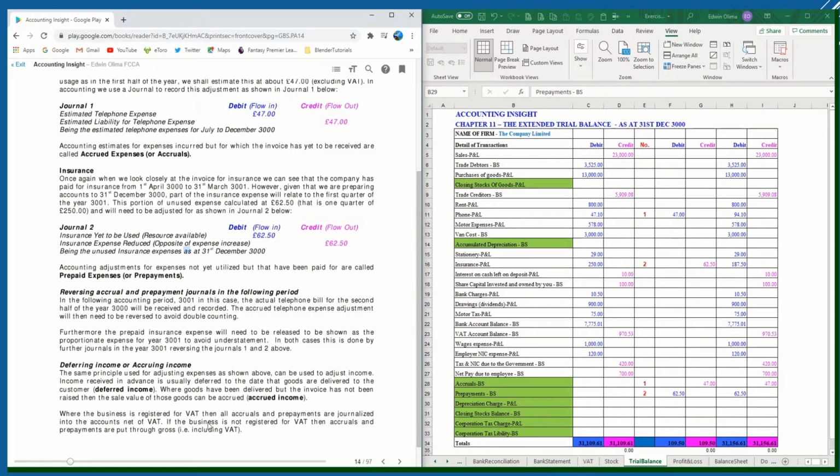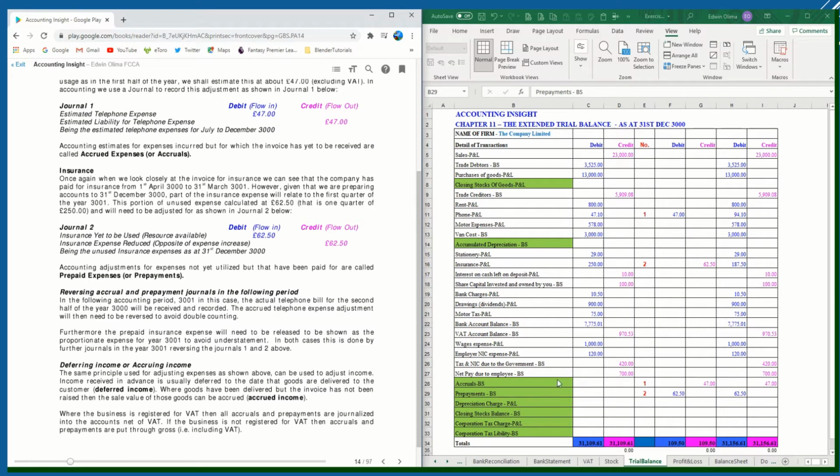And one final thing on accruals and prepayments: if you're registered for VAT in the United Kingdom, you can create your accruals and prepayments net of VAT. That's because you'll be able to reclaim your VAT from the government. However, if you're not registered for VAT, you do your accruals gross, including VAT, because you can't claim the VAT.